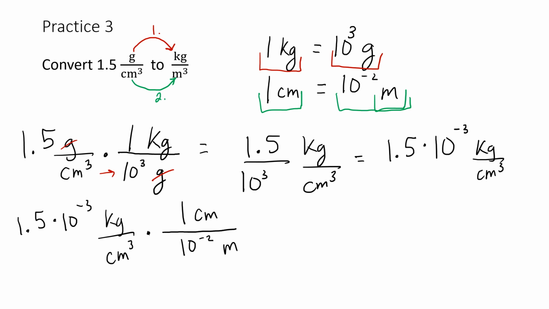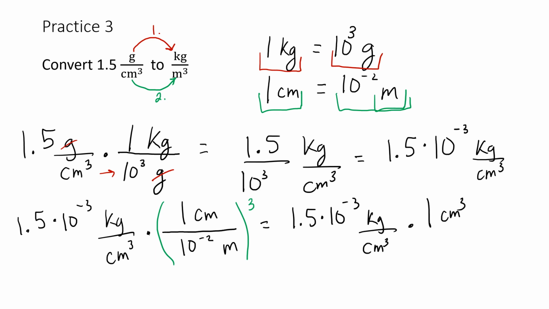And for this, we of course need to cube, because we're not canceling out the centimeters, we're actually canceling out cubic centimeters. So this will be 1.5 times 10 to the minus 3 kilograms per centimeter cubed times 1 centimeter cubed. I'm distributing the cube now, just like we did in the other problem. 1.5 centimeters cubed over 10 to the negative 2 cubed, that's 10 to the minus 6 meters cubed. Making sure things are canceling, my centimeters cubed cancels, that's good.